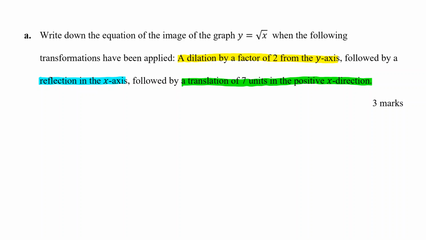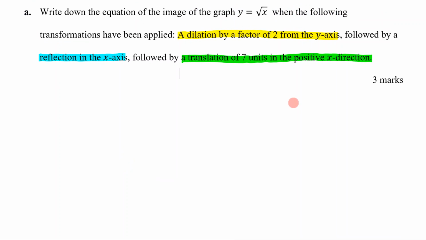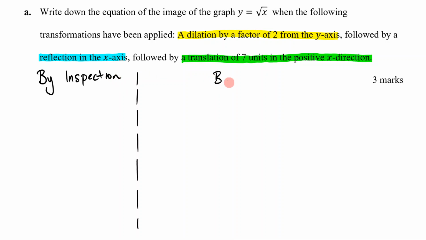So whenever you've got these transformation type of questions, remember there are two ways of approaching them. The first way, let me just draw a partition here. The first way is by inspection. And this is the easy way, but sometimes more prone to error. And then the other way is by the method. This is the more time-intensive way, but less prone to error. So let's start with by inspection.